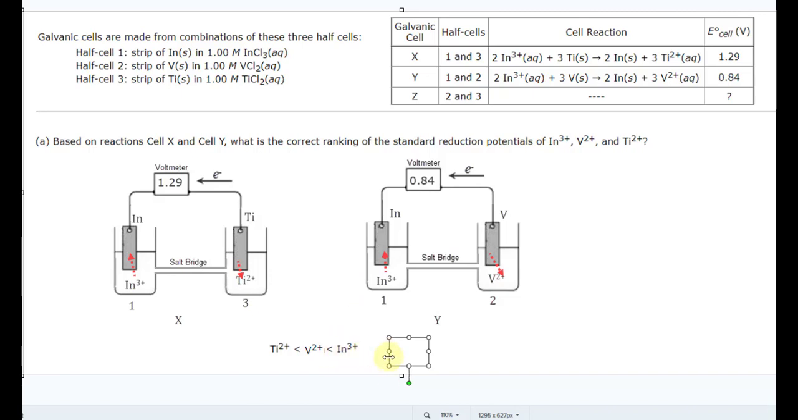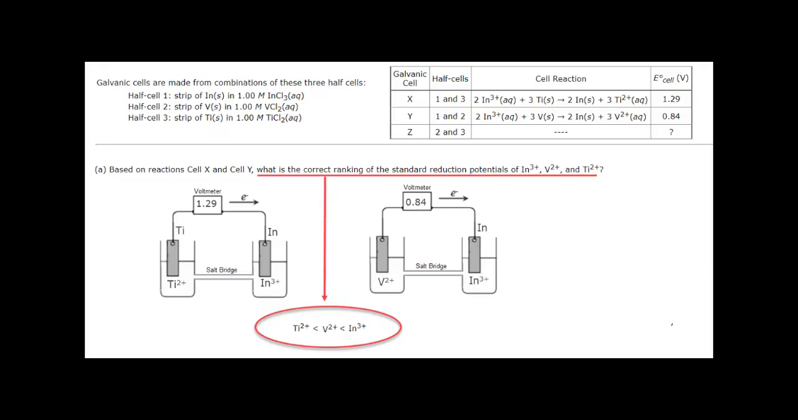Now, finally, our champion at reducing, the substance that's going to rip electrons off the best, is indium plus 3. In fact, you'd say, I'm worried about this indium plus 3 because it's so good at reducing to get its electrons to turn into indium. If I put my hand on it, it will rip my electrons off. Well, that takes care of A for this problem.